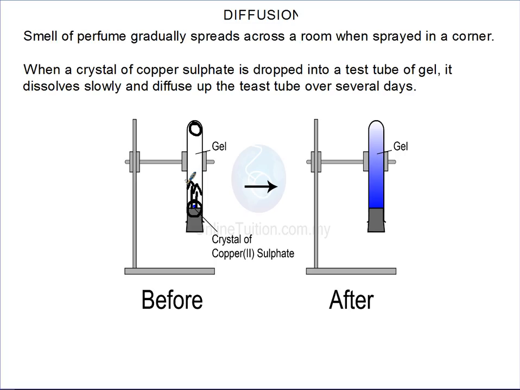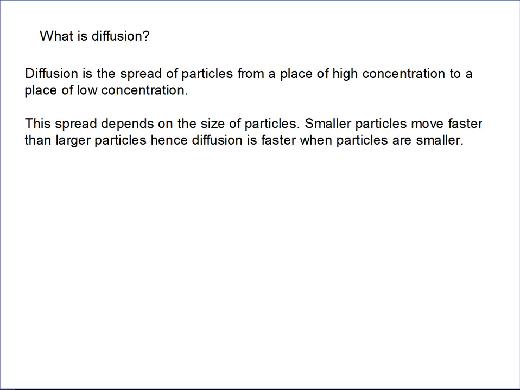So if you spray the perfume in one end of your room, the particles will keep moving to the other end until they are evenly distributed across the room, and that is what we call diffusion. It's just the movement of particles from one region where they are highly concentrated to another place where they are lowly concentrated, just as I stated earlier.